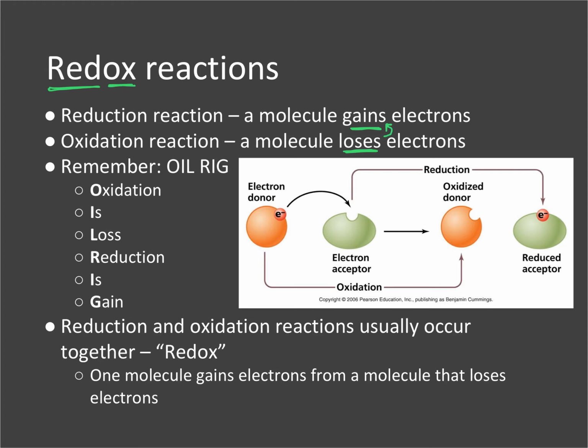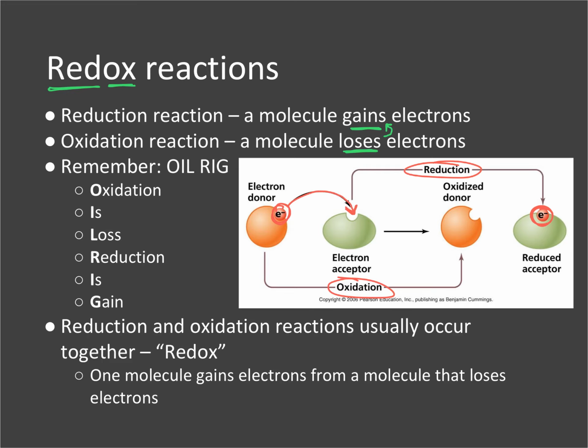And we can see that in this picture over here, where we have a molecule that is being oxidized. So in an oxidation reaction, this molecule is losing this electron, and it's losing this electron and giving it to another molecule. Since this molecule is gaining that electron, it is going through a reduction reaction where it picks up that electron here.